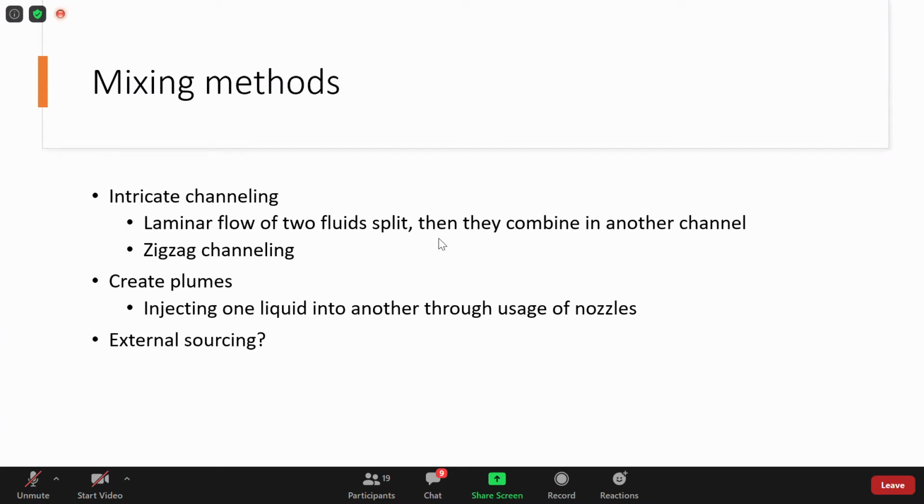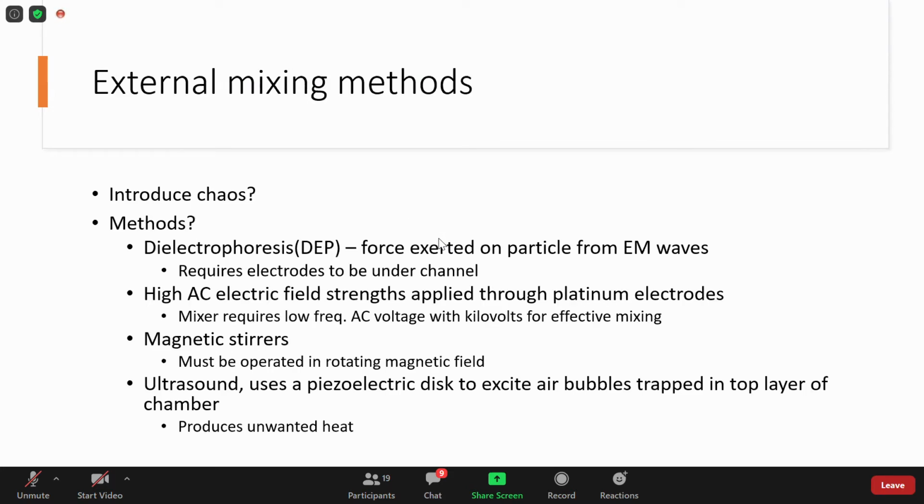On top of that, there's also external sourcing. There are a lot of these methods. Sometimes you can use magnets, sometimes you can use sound, acoustics, like I mentioned before. The biggest reason you want to use an external mixing method is to introduce chaos. One good way of mixing, for example two drinks together, is to shake it up to introduce chaos into the system. That's one way of mixing without diffusion.